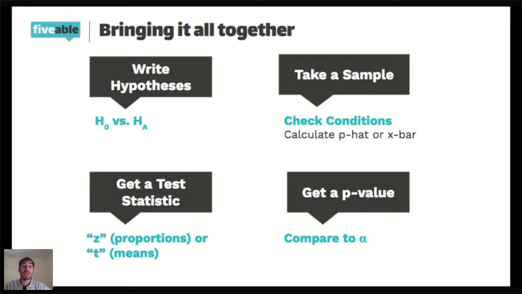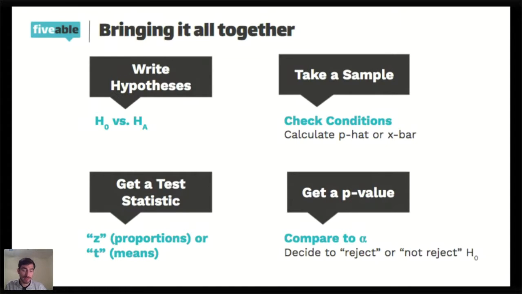Okay. If you're running your test in a calculator, all you need to do is write your hypotheses, input your sample data, and then hit enter, and it will spit out the test statistic and the p-value for you to compare to the significance level. And from there, you decide to either reject or not reject the null hypothesis.